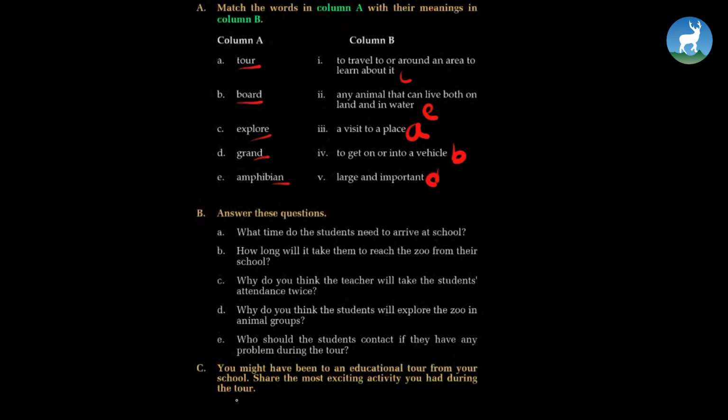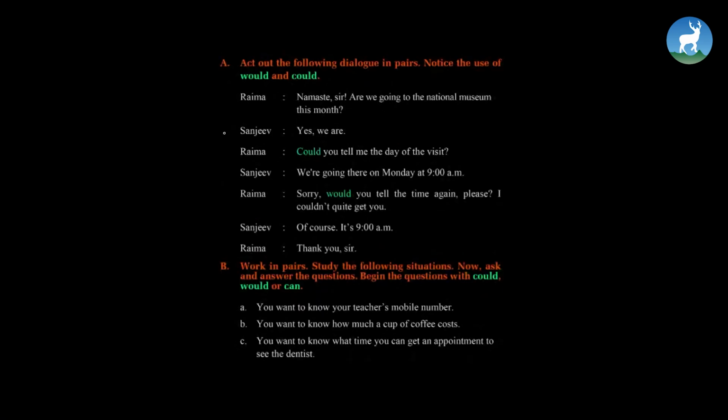So you must have been taken to a tour by your school. Remembering all the things that you did during the tour, share the most exciting activity that you did during the tour and write about the experience. Now students, we have been given a conversation which needs to be acted out by two people, Raima and Sanjeev. So choose your partner and act out this dialogue in pairs. It's not that difficult, you just need to read out your portion of the conversation. I hope you would be able to do this without any difficulty.